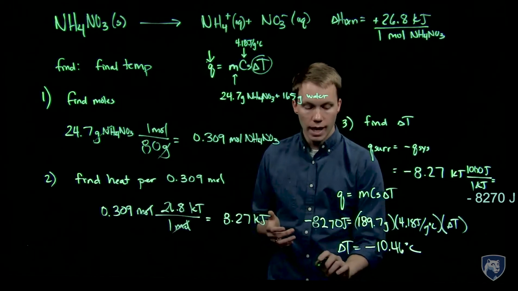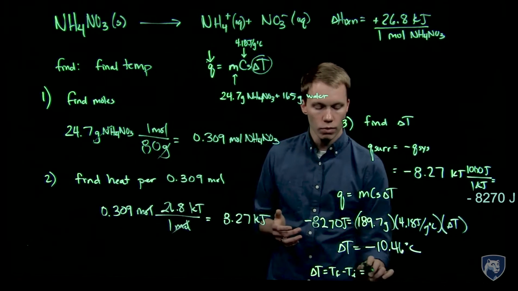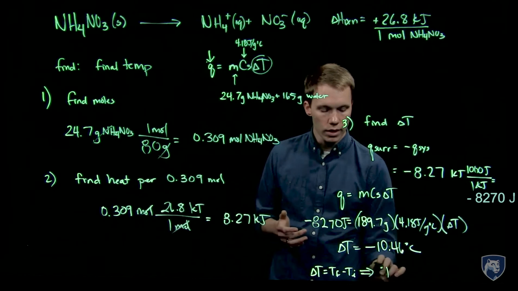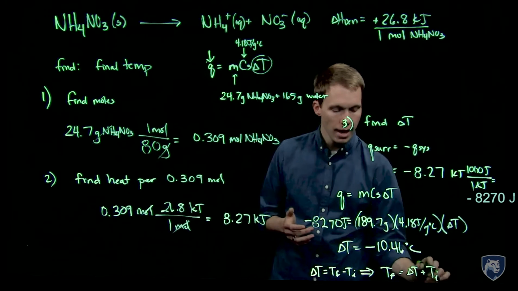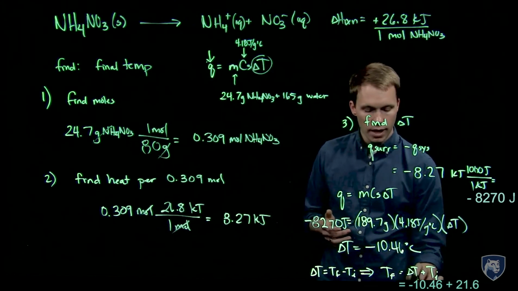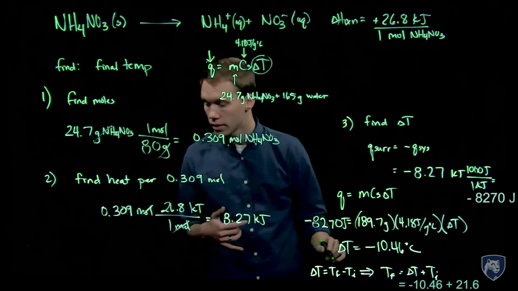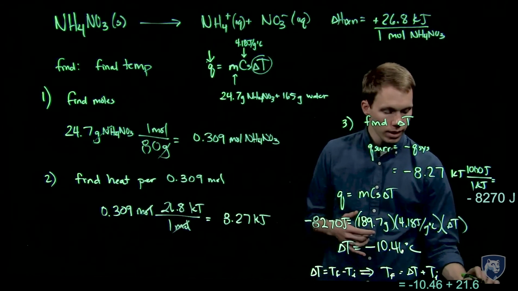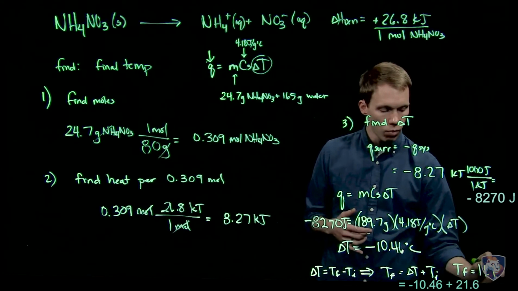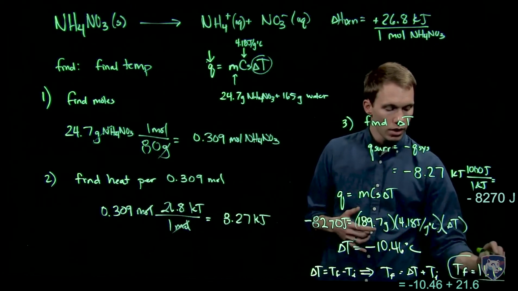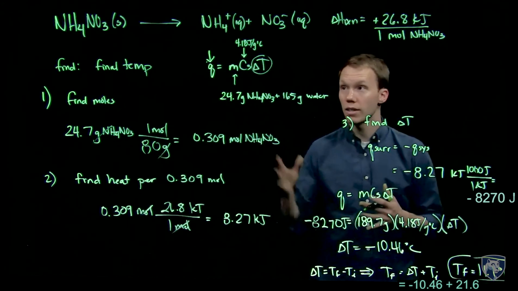So from that, we know that delta T is equal to T final minus T initial, which would be rearranged for T final equals delta T plus T initial. So I have negative 10.46 degrees Celsius plus my initial temperature, which was 21.6 degrees Celsius. So T final is equal to 11.1 degrees Celsius, right? So we do cool it down to 11 degrees Celsius in the process of dissolving ammonium nitrate.